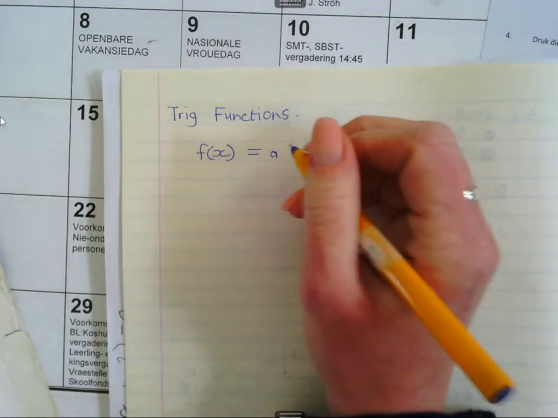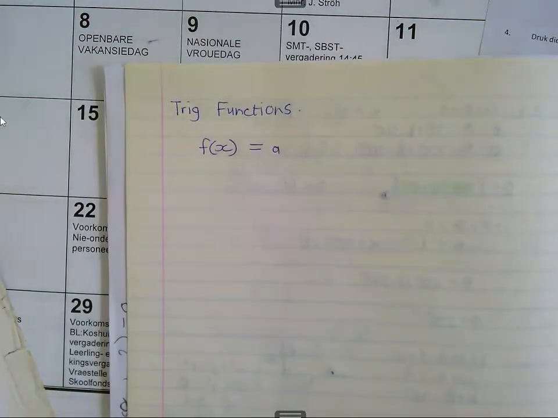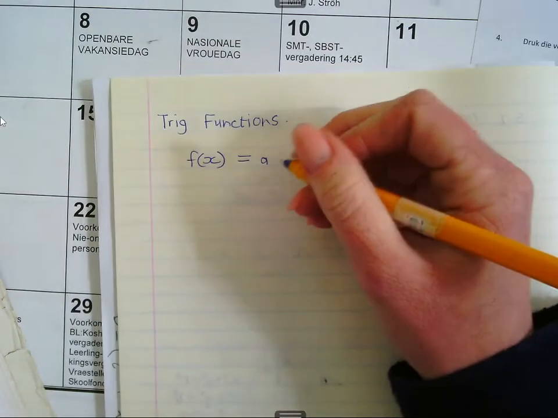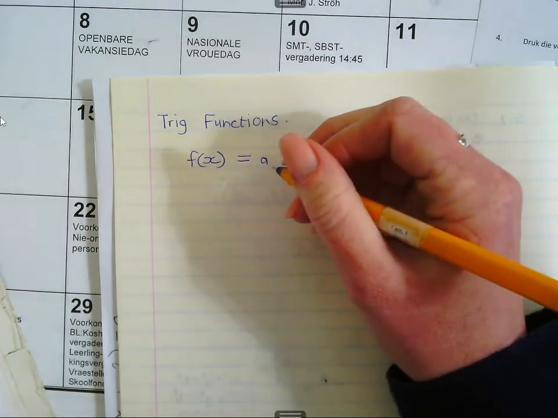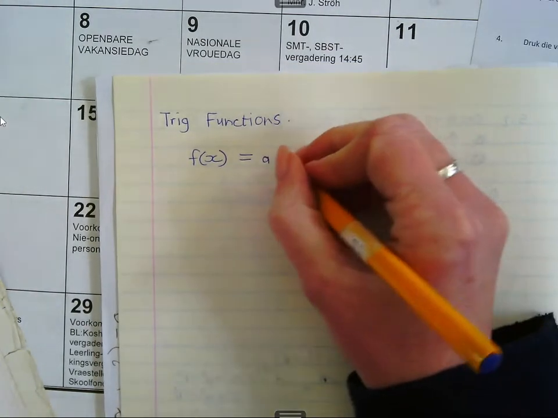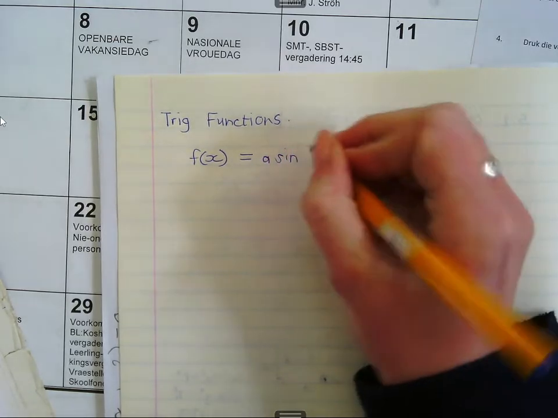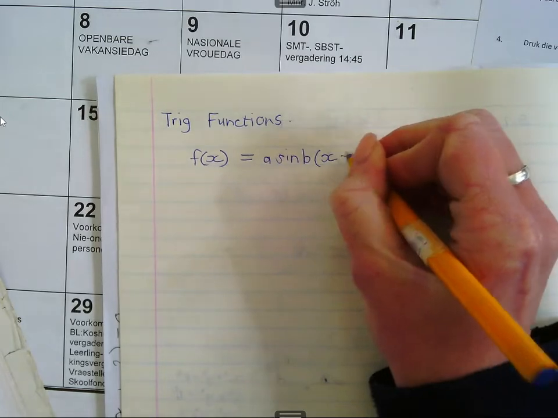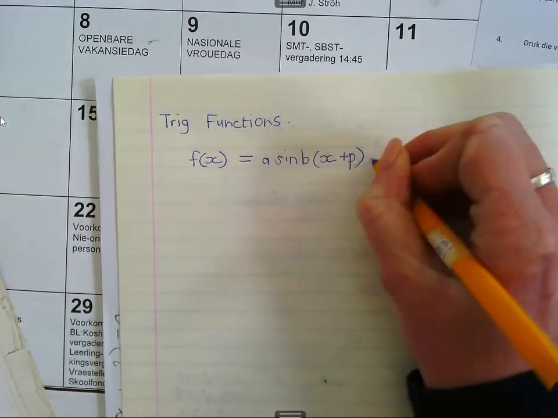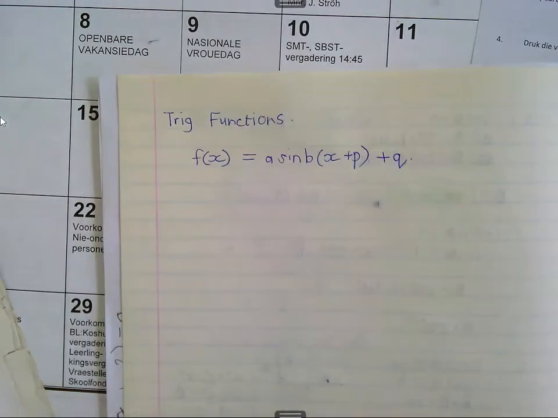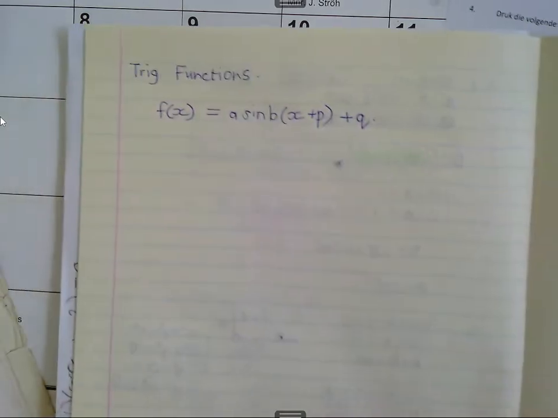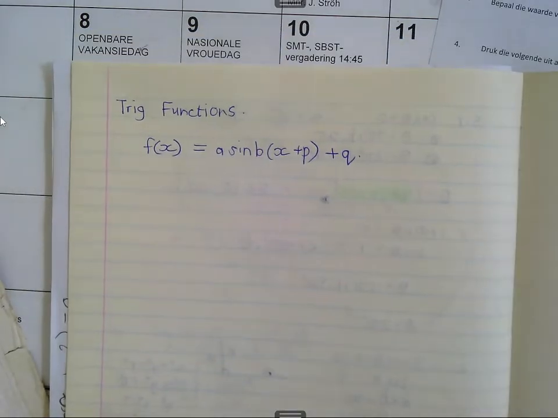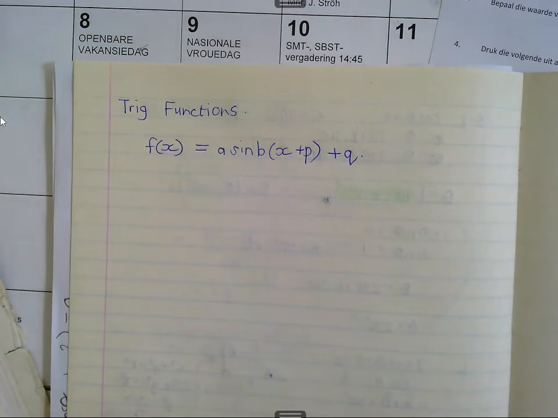All the functions work the same, whether it's sin, cos, or tan. So for the sake of explanation, I'm just going to use sin. Is that fine? Those are the 4 possible variables that you can have in a function.